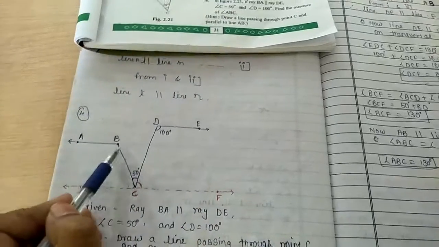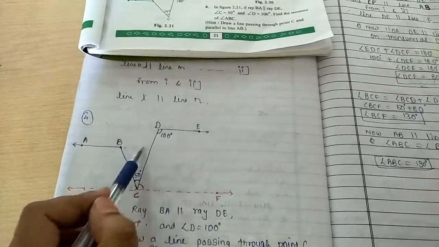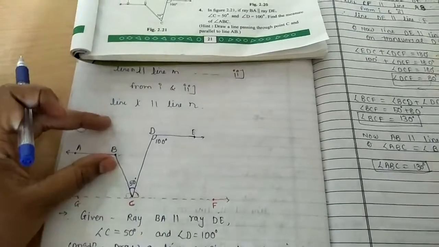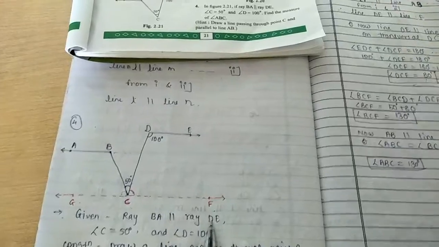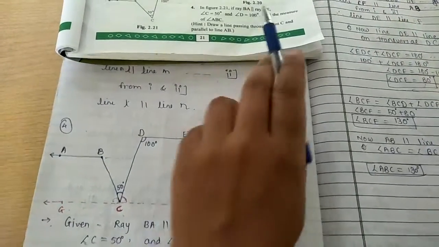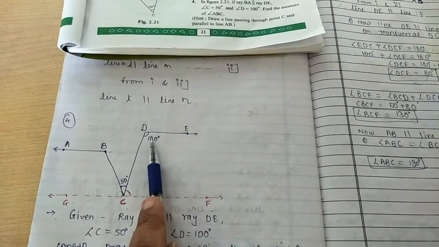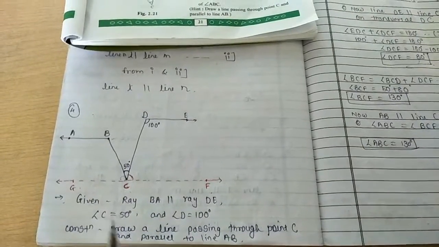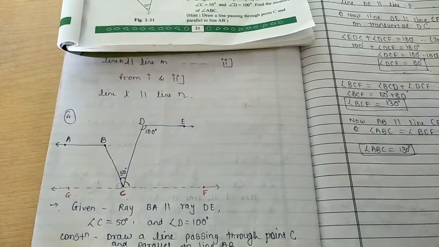ray DE. Why is it so? Suppose if we extend like this and this one like this, we will get two parallel lines. So that's why ray BA is parallel to ray DE, which is given in the question also. If you check here, it is given here also. Now angle C is 50 degrees, and angle D is 100 degrees, given. And then they are saying construction: draw a line passing through point C and parallel to line AB.